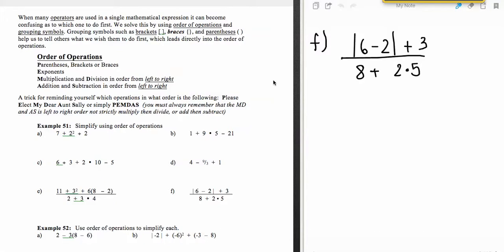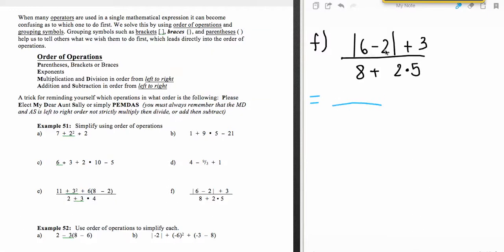This continues section 2.6 with order of operations. We're on example 51, part F. So the first thing that we see here is that we have a numerator and a denominator again, which remember is the same as having some grouping symbols. So we're going to do the numerator and then we'll work down and do the denominator.